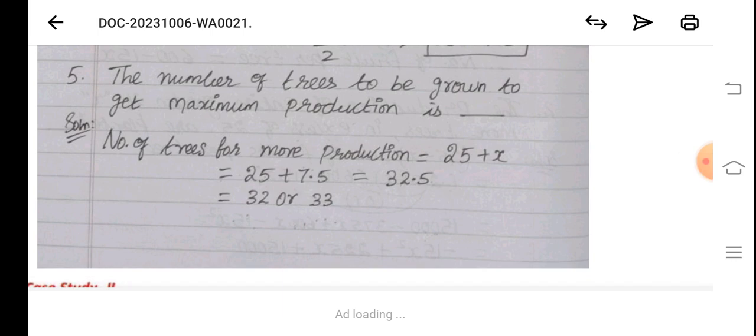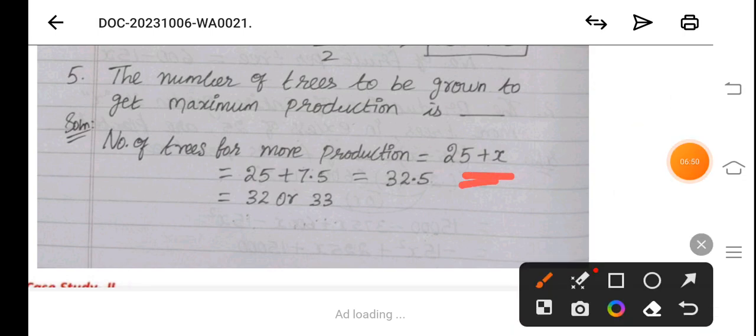So the number of trees to be grown to get the maximum production is 25 plus x. We know the x value is 7.5, so 25 plus x is 32.5.